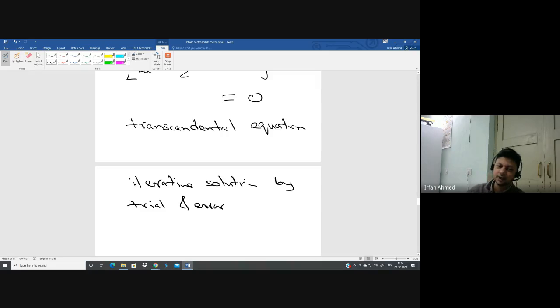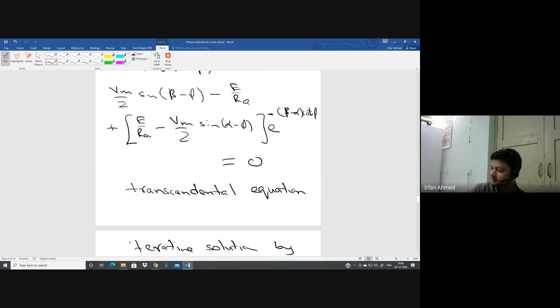Iterative solution by trial and error. Okay? So what do you do in trial and error? You go on substituting the value of beta in this equation. Okay? And whenever the left hand side becomes equal to 0, that is the answer for beta.